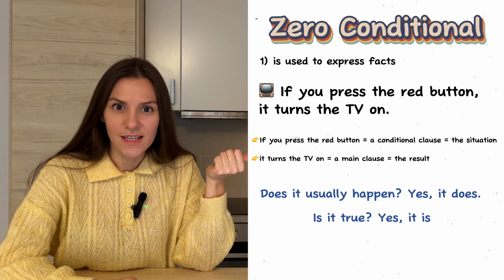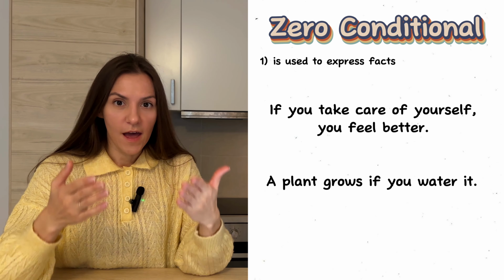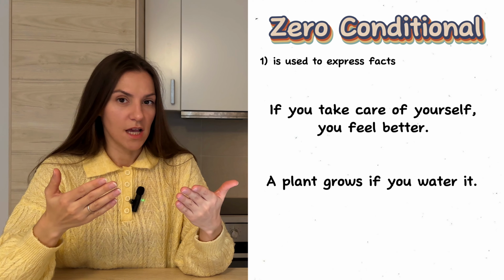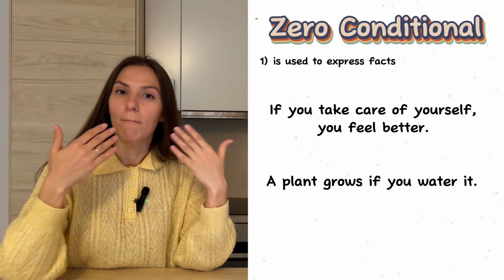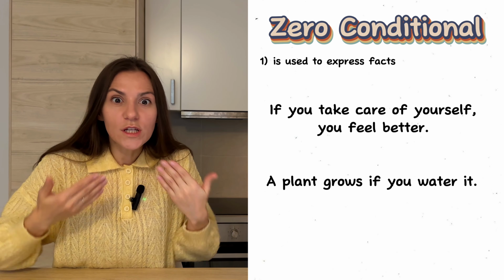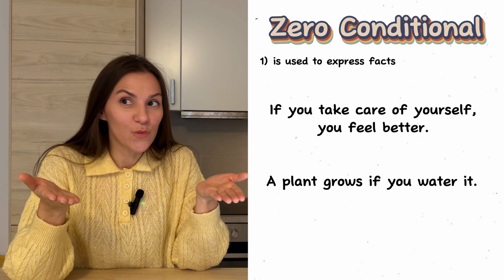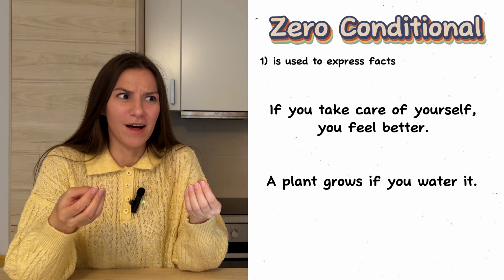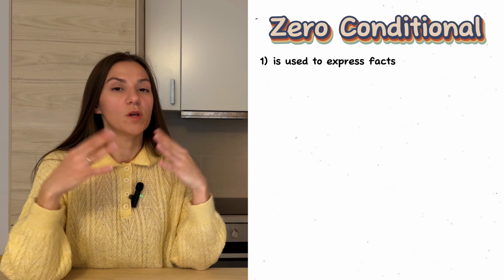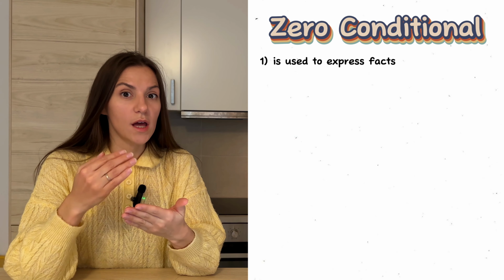Take a look at other examples. It's a fact that if we take care of ourselves, if we take care of our mental and physical state, we do feel better. And we have to water our plants if we want them alive. So we use the zero conditional to talk about facts.